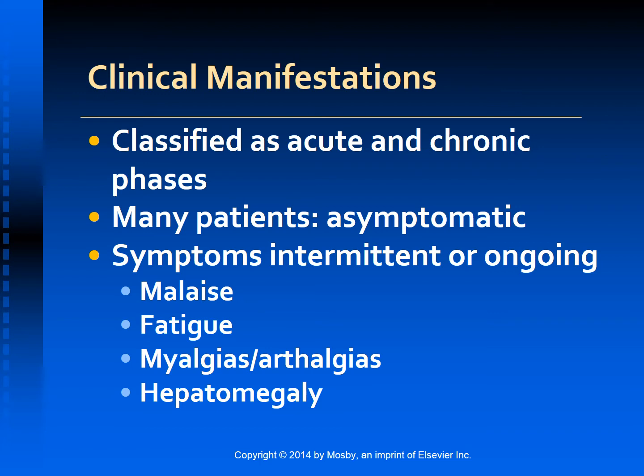The clinical manifestations of viral hepatitis can be classified as acute and chronic phases. A large number of patients with acute hepatitis have no symptoms. They're asymptomatic. As a result, infection during the acute phase may not be detected in all patients. Others may have intermittent or ongoing malaise, fatigue, myalgias, arthralgias, and hepatomegaly.